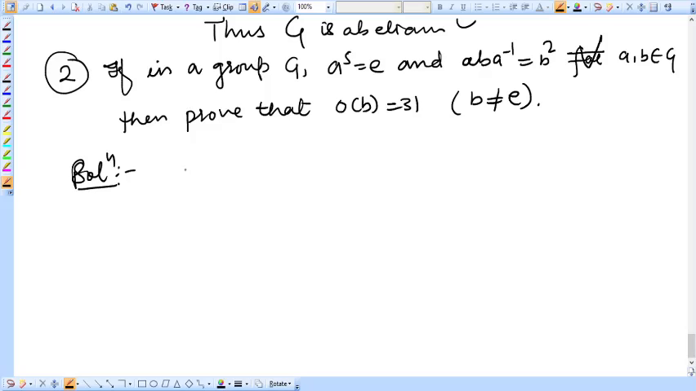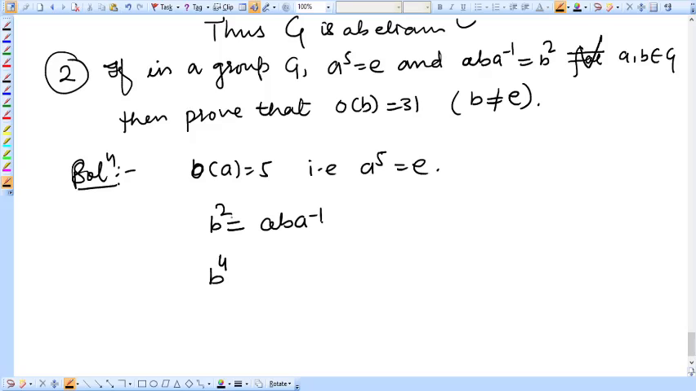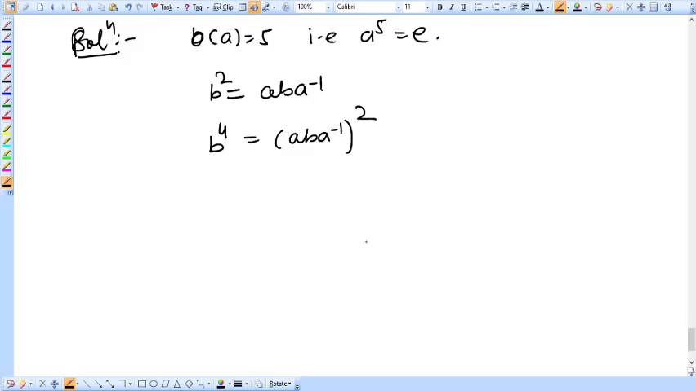See here, the order of A is equal to 5, that is A^5 = E, and we are also given that B^2 = A B A^{-1}. Squaring the above equation, we get B^4 = (A B A^{-1})^2. Using the third result of theorem 4, we get A B^2 A^{-1}.